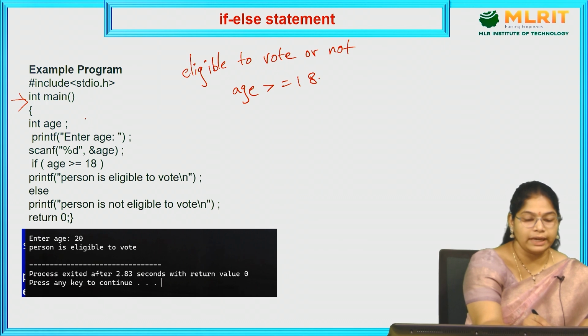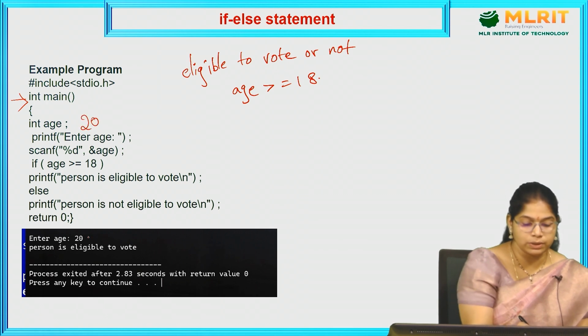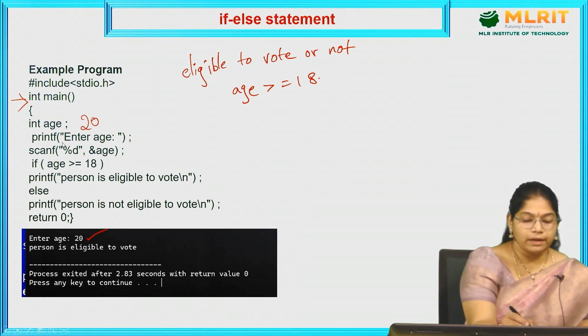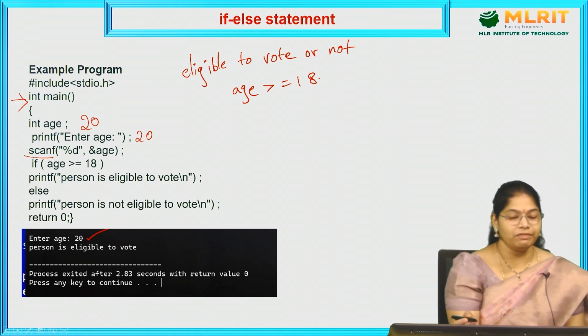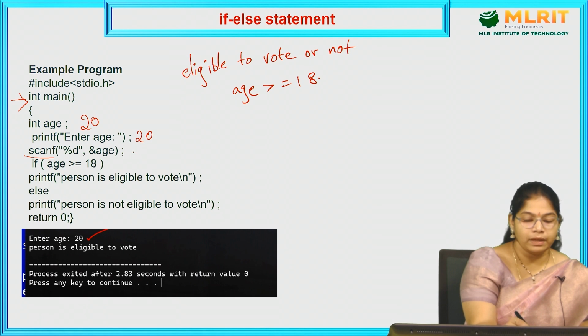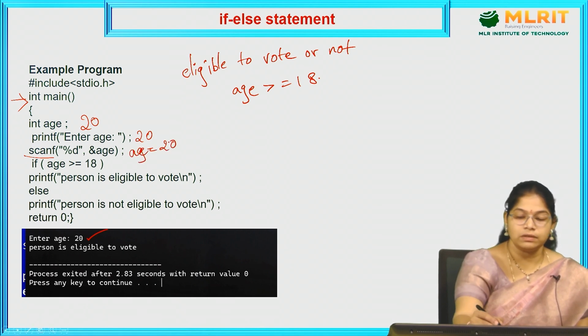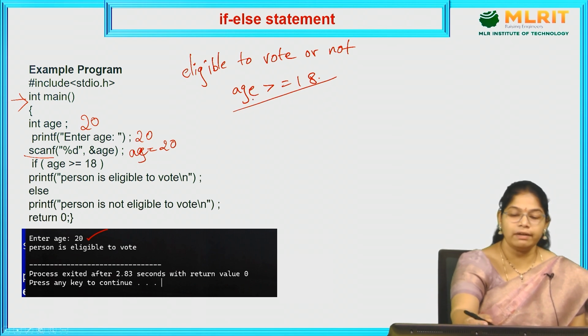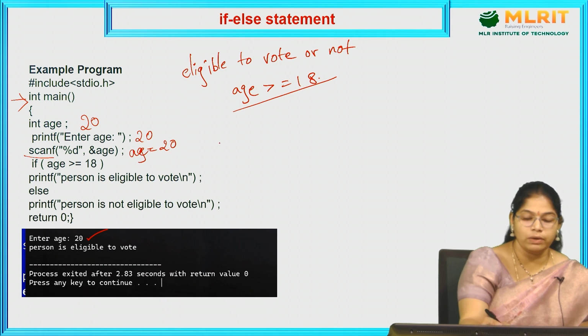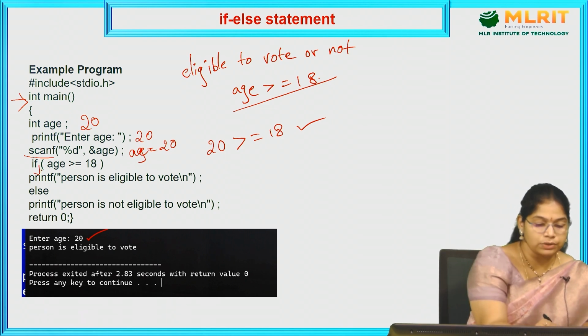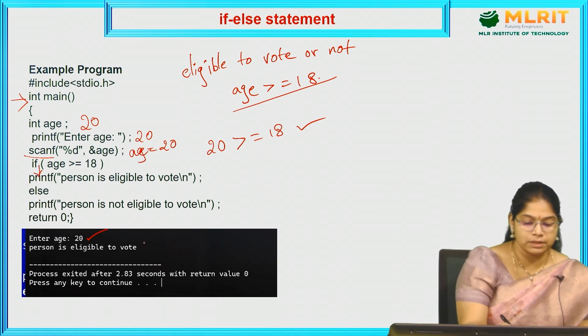Let us suppose the age here I have kept is 20, as you see in the console window. Then to read the value which is given by the user, we have to use a predefined function called scanf. Then the value of age is 20. So what is the condition? We know that he or she is eligible to vote when age is greater than or equal to 18. Then is 20 greater than or equal to 18? Yes, the condition is true. So the control enters into the true block of statements and it prints the person is eligible to vote.